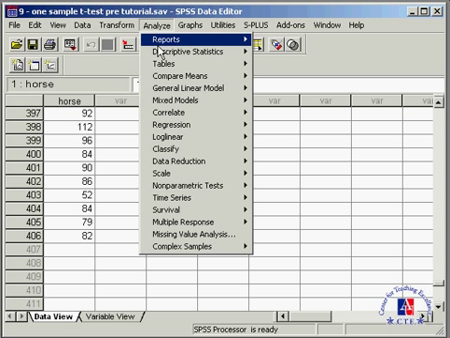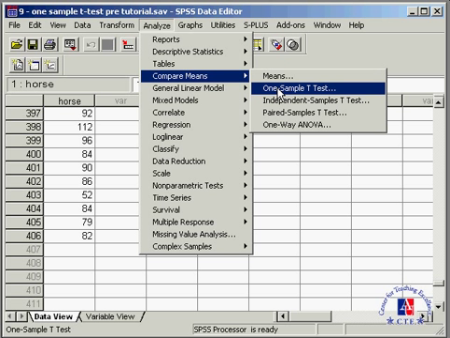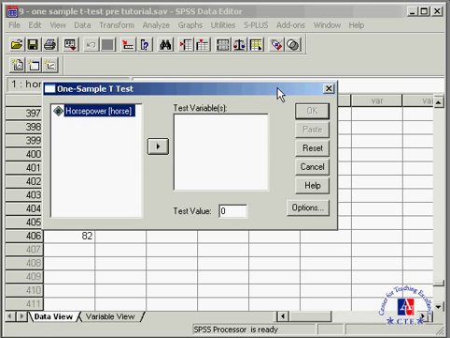To do the one-sample t-test, you do the following. Go to Analyze, Compare Means, One-Sample t-test. Enter the horsepower variable in the box of test variables, and then specify the test value. Our null hypothesis was that horsepower is equal to 100, so we enter that. Let's click OK.